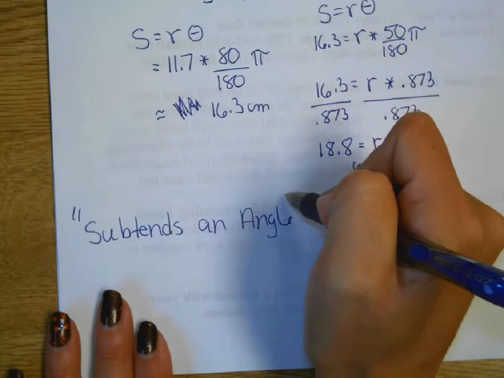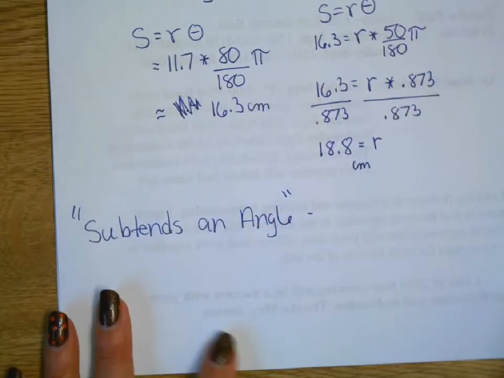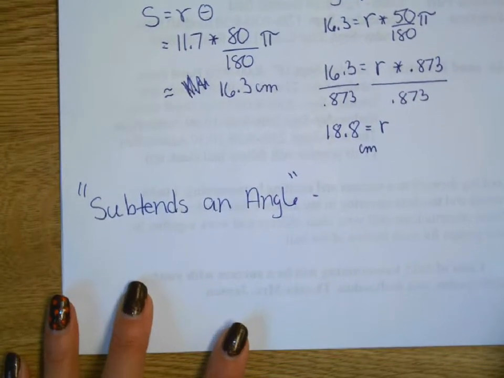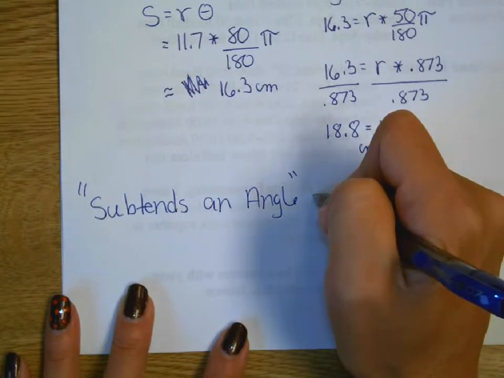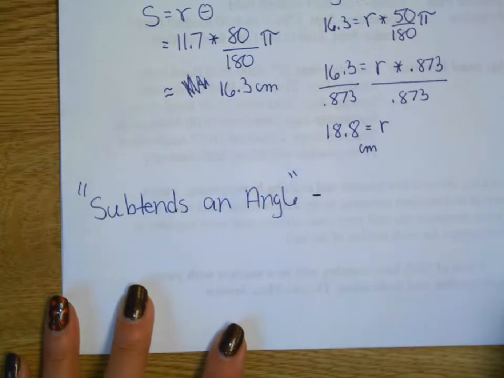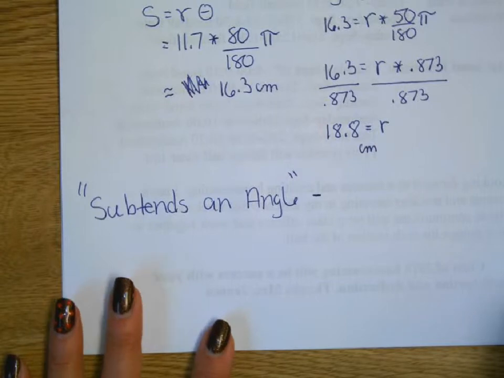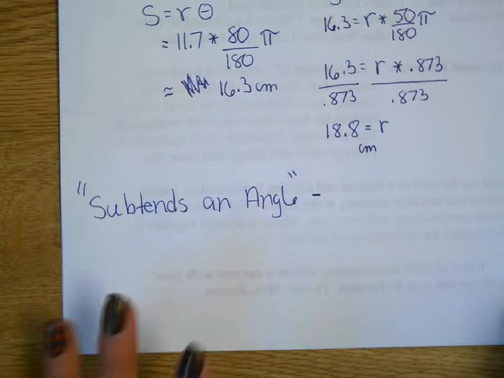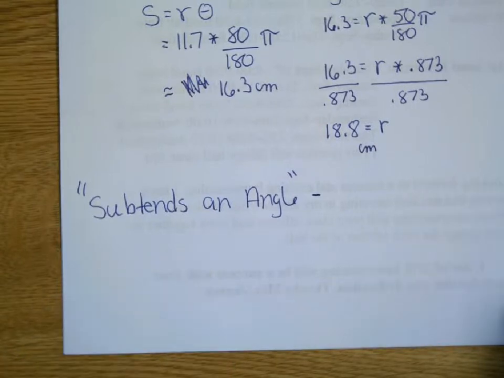That phrase, "subtends an angle." What it means is that, like I could say, let's see, I could say the Empire State Building from where I'm standing subtends an angle of 2 degrees. What do you think I'm talking about there?